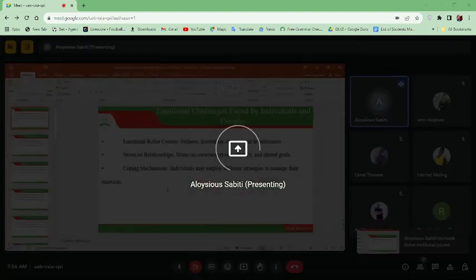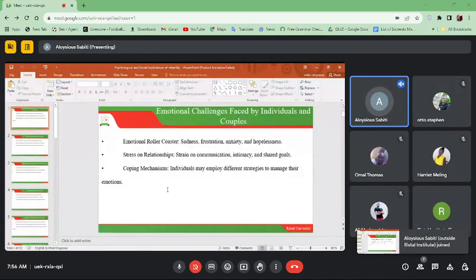implications of infertility. So there, we want to first look at the emotional challenges faced by individuals and couples. So the emotional roller coaster includes sadness, we look at frustrations, we look at anxiety, and we look at hopelessness. But also we look at stress on the relationship, strain on communication, intimacy, and shared goals.